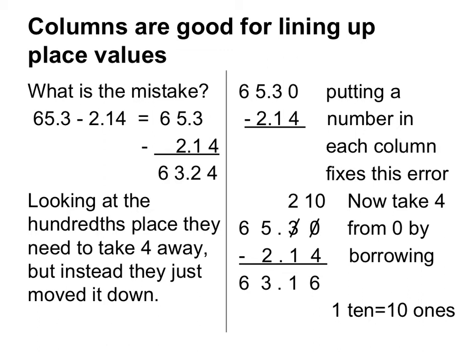So just by thinking of each of those place values as a column and filling in that 0 that was missing in the original setup of the equation, I can see that I need to borrow to get those hundredths taken away.